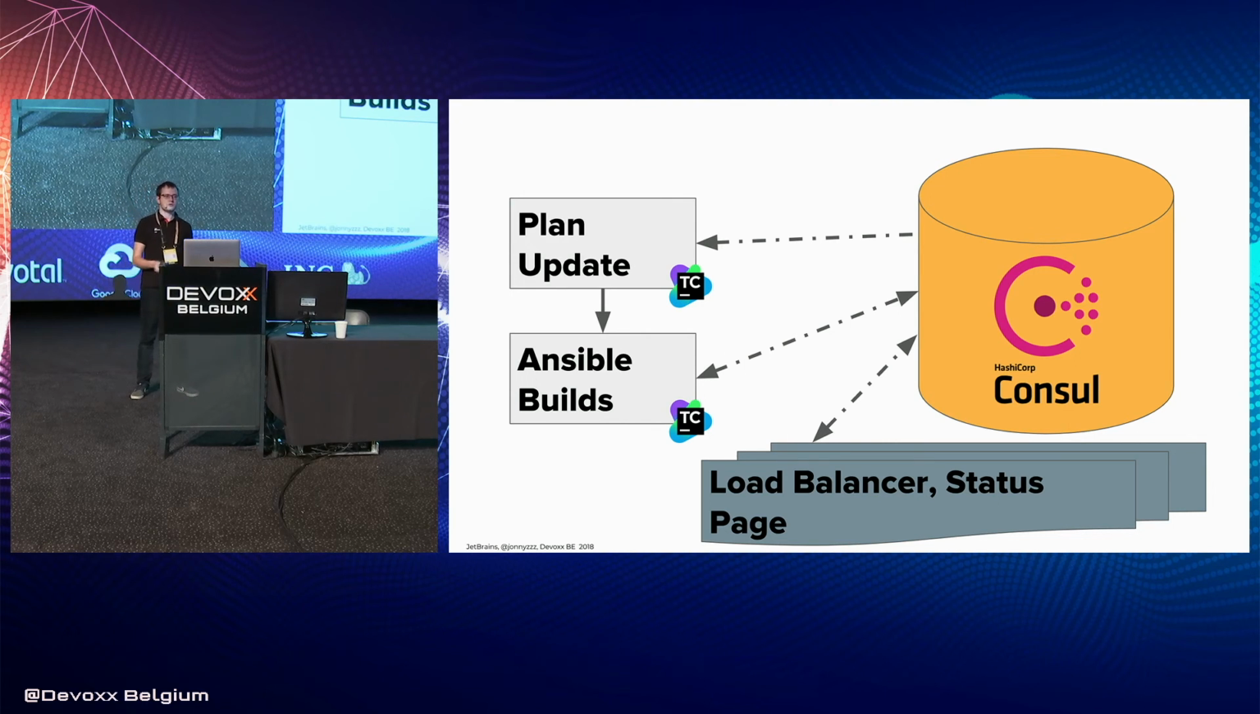So the idea was like this. We have a plan. We use the data from the database to start the builds. Builds are running on TeamCity, executing all the things we need. And once it's done, it updates the Consul database. And the update propagates to the load balancer and all the stuff to switch the stacks.